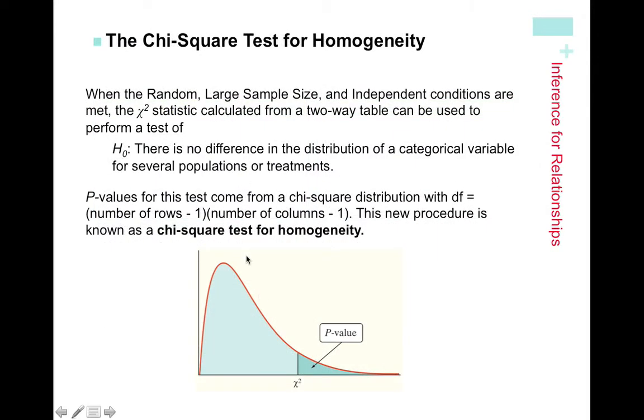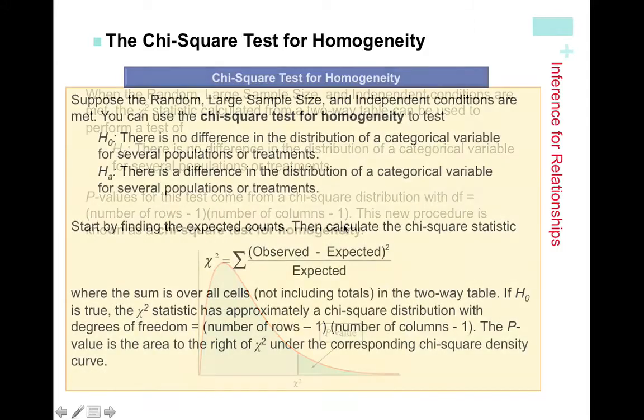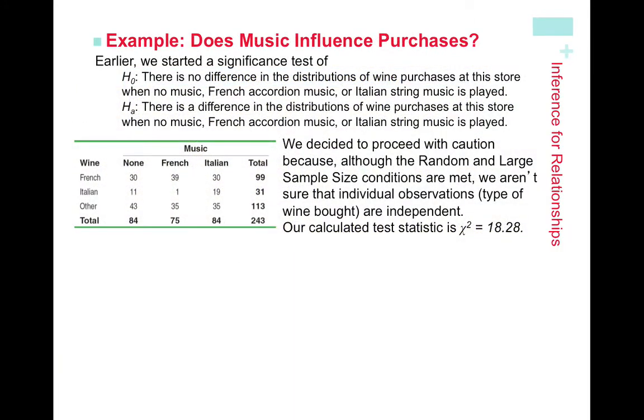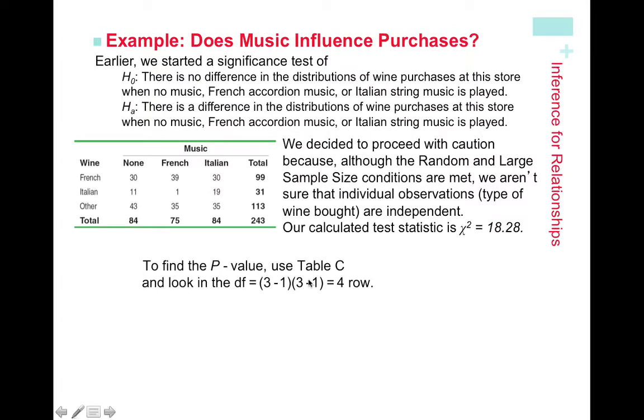To find your p-value, the chi-square test is always a right-tailed test. The degrees of freedom here are a little bit different. Now it's the number of rows minus 1 times the number of columns minus 1. So here we have 3 rows and 3 columns. So 3 minus 1 times 3 minus 1, so we get 4.